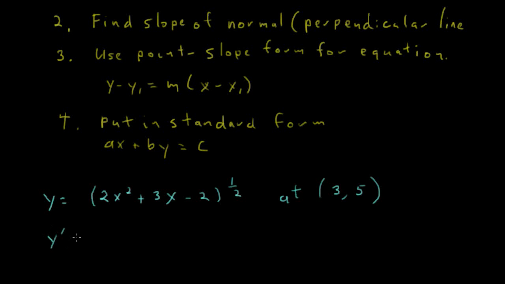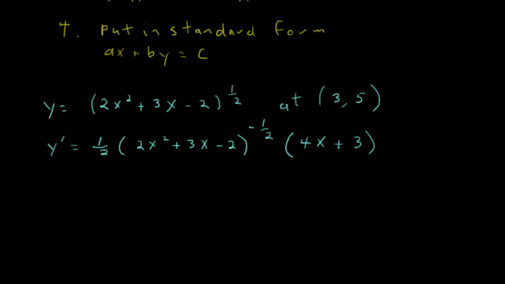Let's take the derivative. It looks like we need to use the chain rule, so the derivative of the outside function is 1/2, and then we'll write the inside function in here, and we're going to decrement the exponent by 1. So we'll now have 1/2 times the inside function to the negative 1/2 power, and then times the derivative of our inside function, which is 4x plus 3, and then minus 0 because the derivative of 2 is 0.